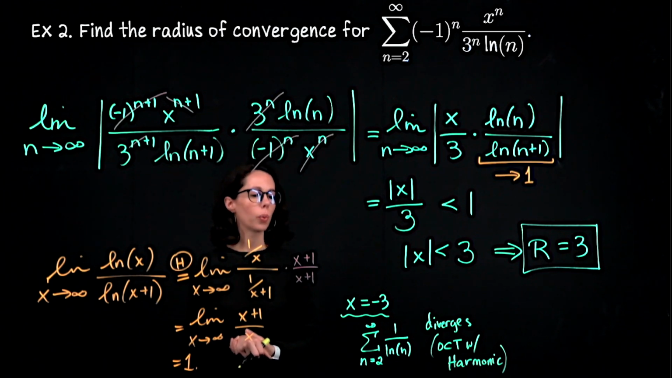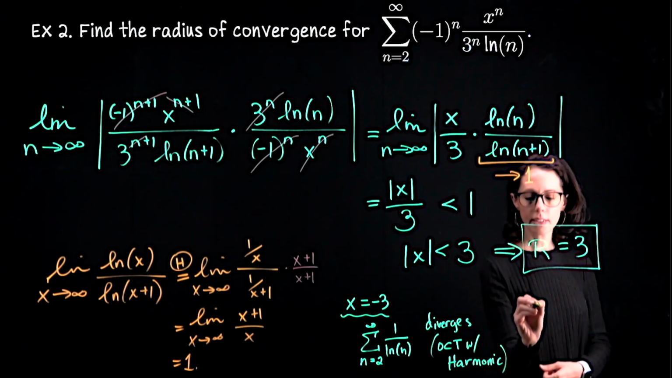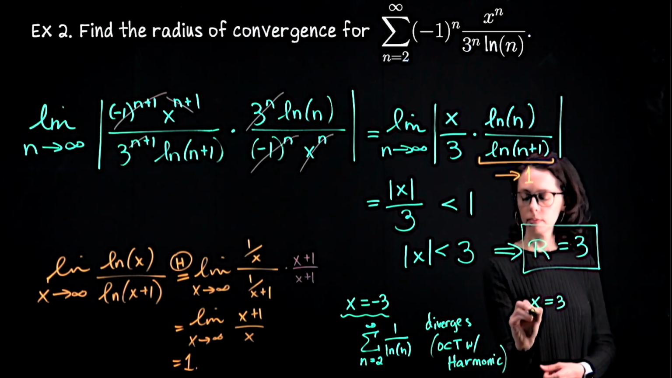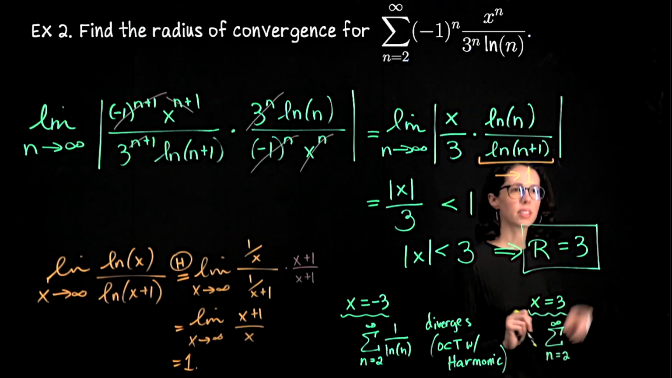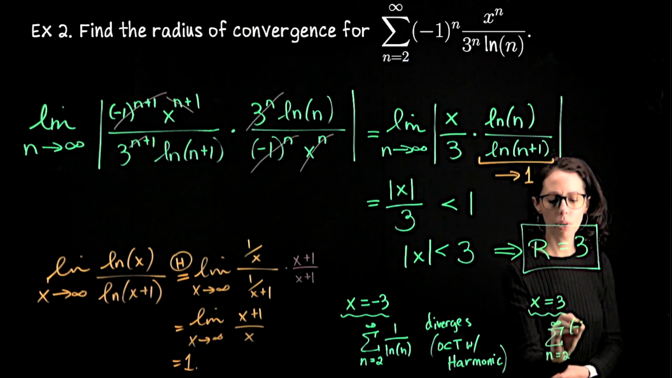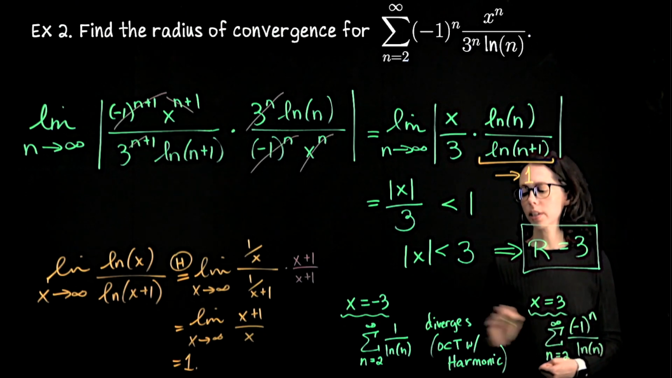On the other hand, when x equals 3, I believe it's going to be an alternating series that does converge. You get n equals 2 to infinity. Yes, the 3 to the n's cancel out, and you're left with -1 to the n over natural log of n. That satisfies the hypotheses of the alternating series test.